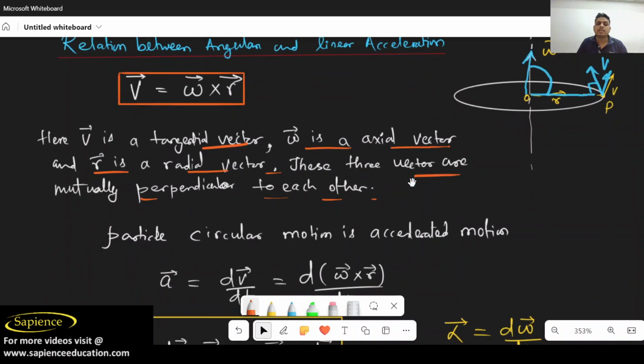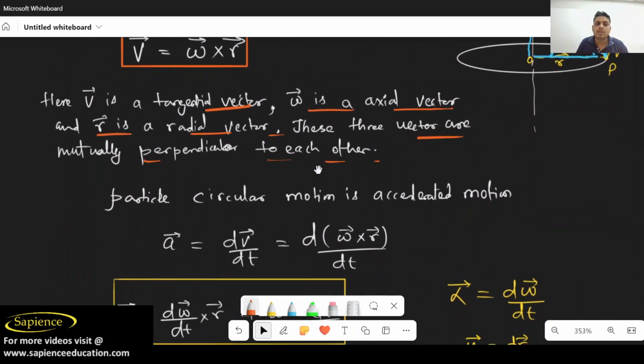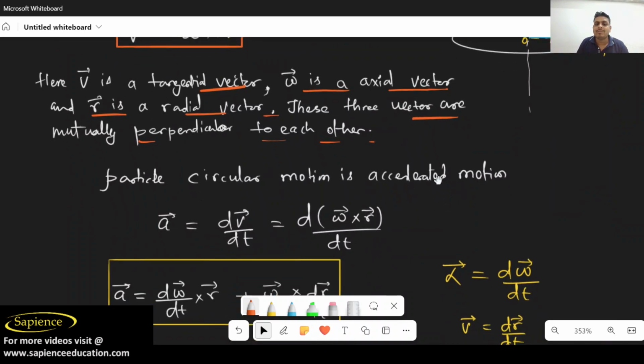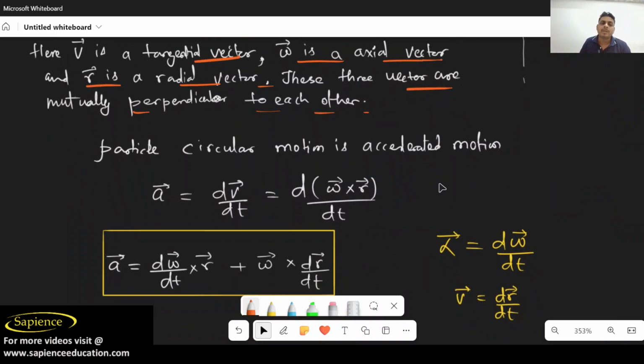So a particle in circular motion is accelerated motion. Why are we saying it is an accelerated motion? Because every time there is a change in direction. If the direction changes, it means velocity is changing, and if velocity is changing, then it is an accelerated motion.